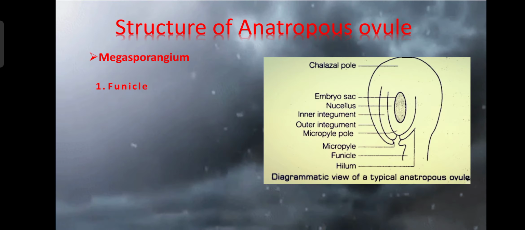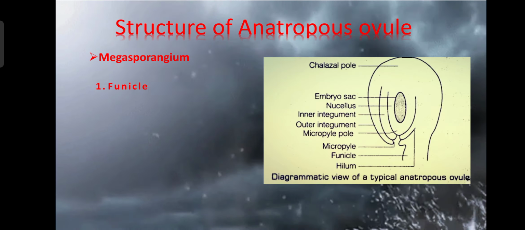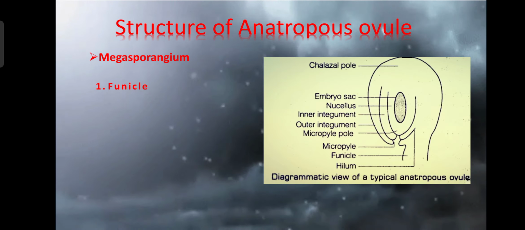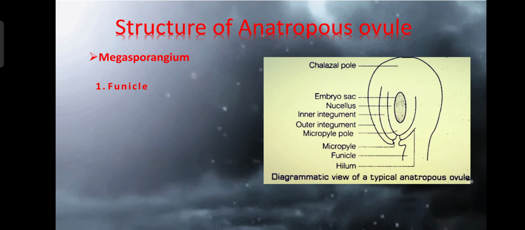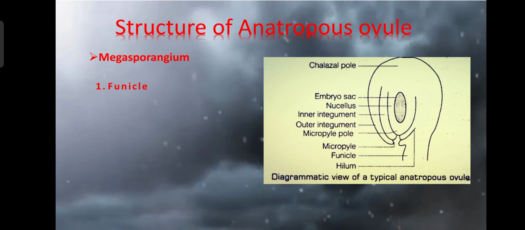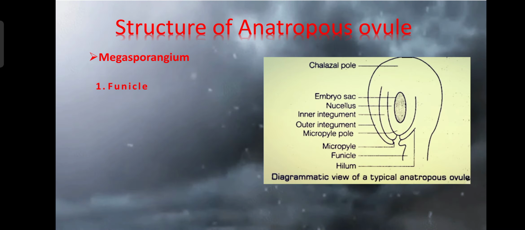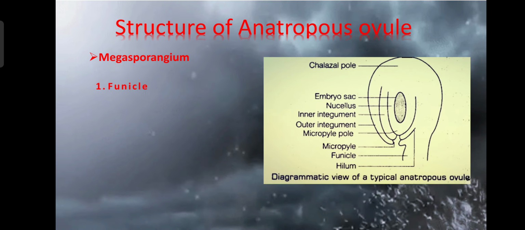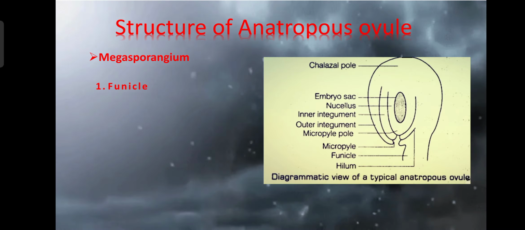Funicle, we call it. So what is a funicle? Funicle is the small stalk of the ovule that attaches to the placenta. Funicle is like a small stick that attaches to the placenta. So funicle is a small stalk that attaches the ovule to the placenta.